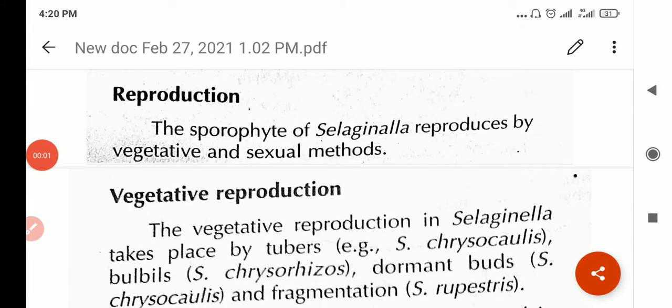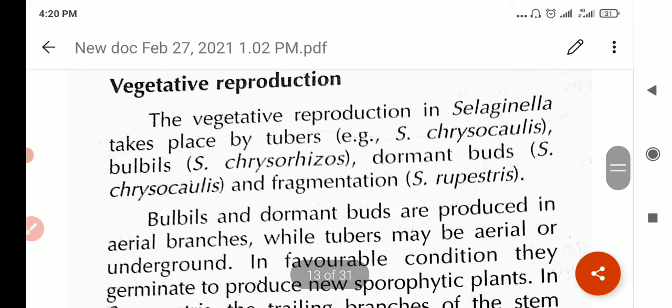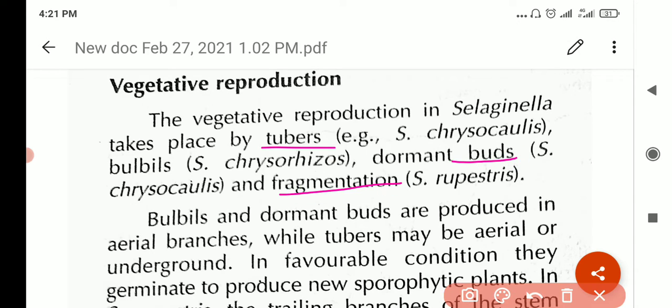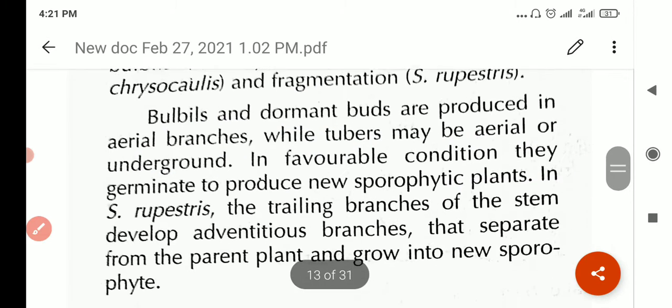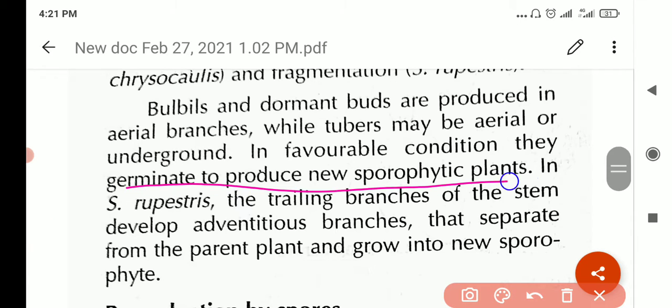So looking at reproduction, Selaginella is similar to Lycopodium, where it reproduces vegetatively and by sexual methods. In vegetative reproduction, it takes place by tubers, buds, and through fragmentation. Bulbils and dormant buds are produced in the aerial branches, while tubers may be aerial or underground. In favorable conditions, they will germinate to produce new sporophytic plants.